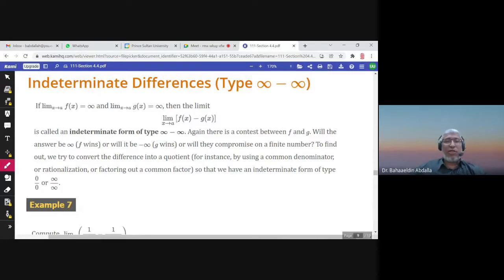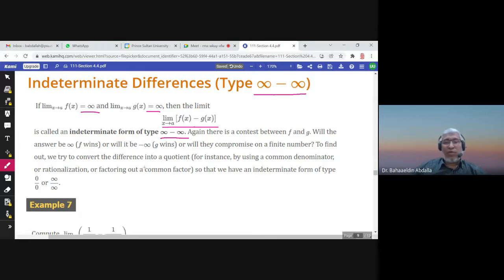We are still in section 11.4.4, L'Hopital's rule, and we now discuss the indeterminate difference, infinity minus infinity. What if you have a limit of this form, f of x minus g of x, and when you replace x by a, the limit of f of x is infinity and g of x is infinity, so you get infinity minus infinity. What to do? Usually, of course, you cannot use L'Hopital's rule directly.